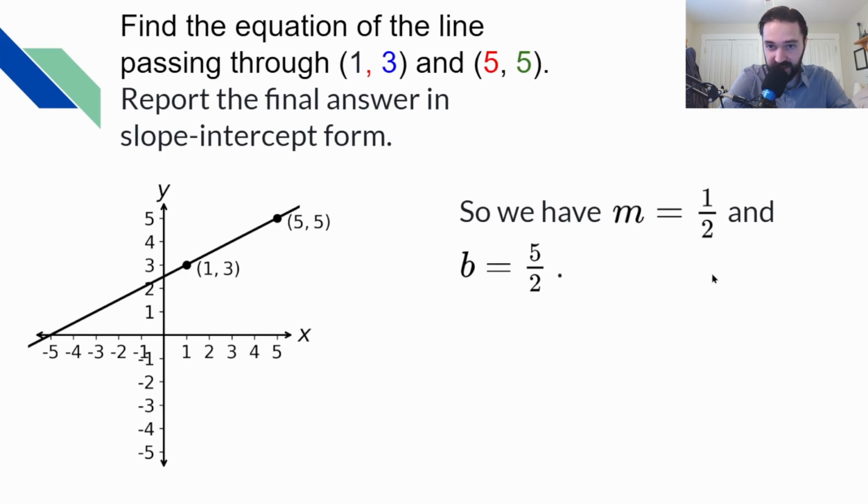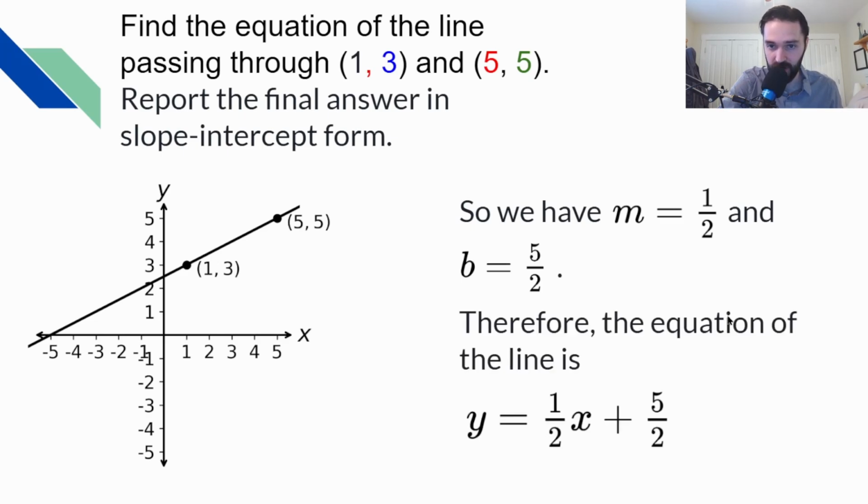B equals 5 halves and m equals 1 half. All right, so that means we have both pieces that we need to formulate the equation of this line. All right, the equation of the line is y equals 1 half x plus 5 halves. And that's our answer.